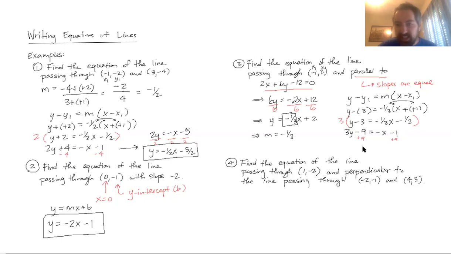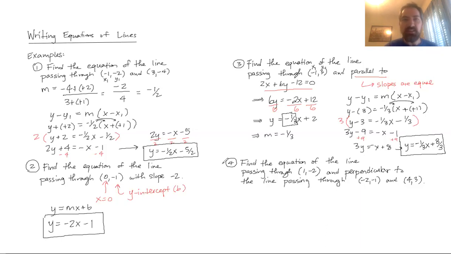So we'll add 9 to both sides. So negative 1 plus 9 is 8, and then we'll divide both sides by 3. All right, so when we divide everything by 3, we get y equals negative 1/3 x plus 8/3. All right, y-intercept being 8/3, and slope being negative 1/3.